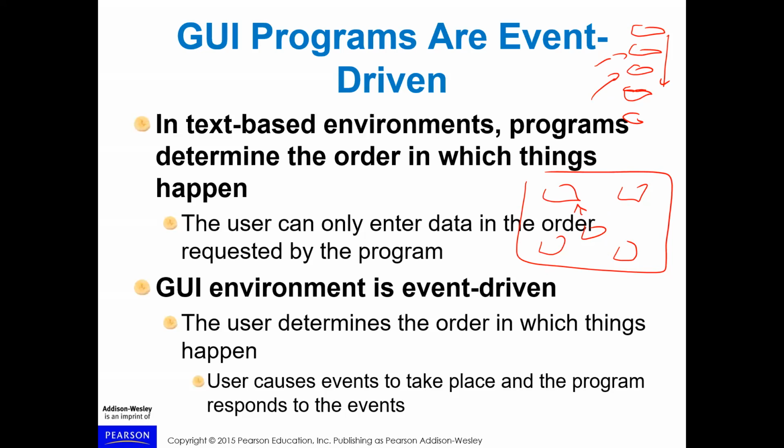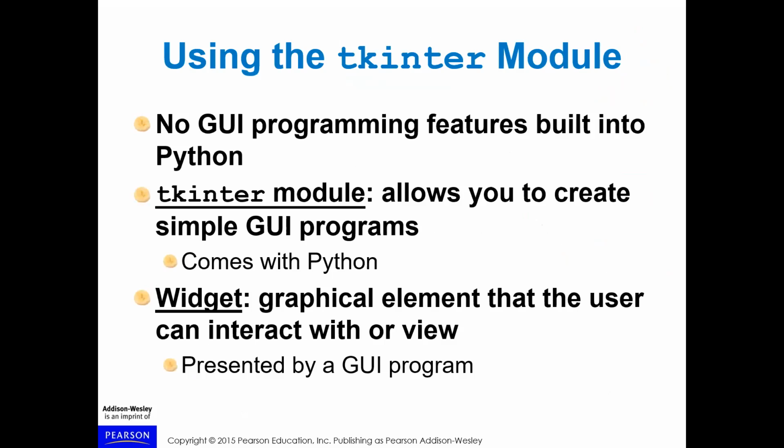So the user determines the order in which things happen. The user causes events to take place, and the program responds to the events. All right, now that we've given a short introduction to the concept, we are ready to start looking at the code.